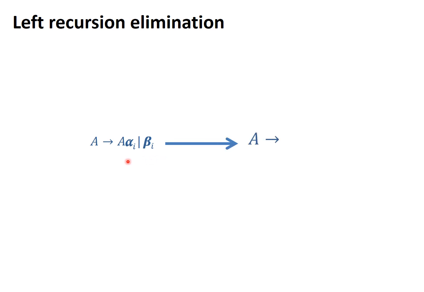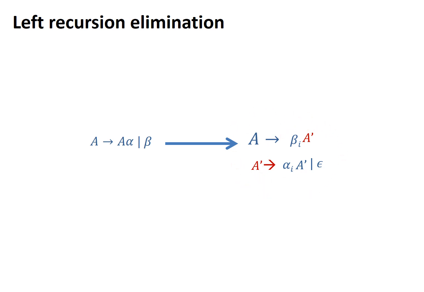So A gives beta i A dash. A dash will be alpha i A dash or epsilon. So we can easily remember: any production is in the form A gives A alpha or beta, then the A production will be A gives beta i A dash, and A dash gives alpha i A dash, then epsilon. If you remember this, it is easy to eliminate the left recursion.